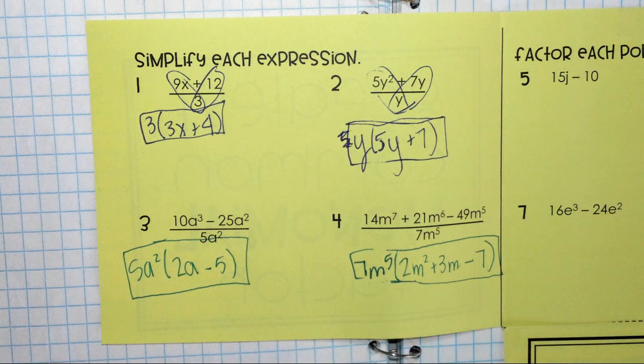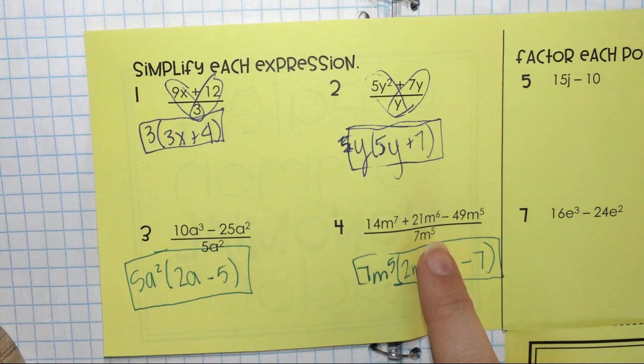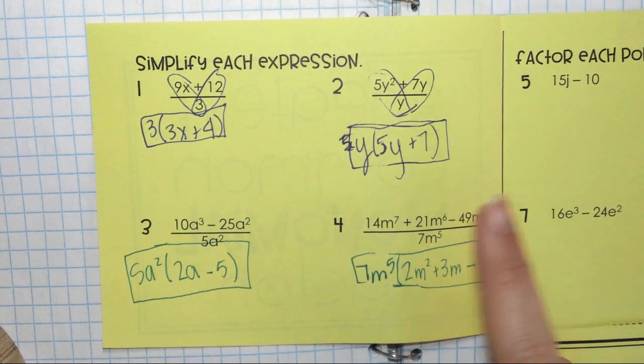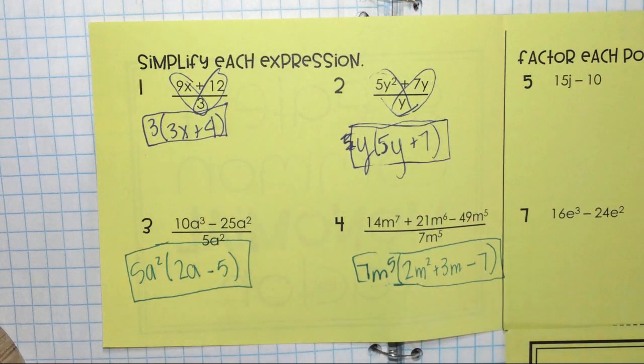Think about that. And then the same thing here. Why did we choose m to the 5th power and not 7 or 6? You would have had too many. Yeah, you're all right. Good.